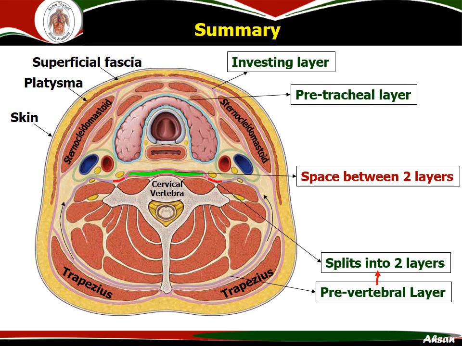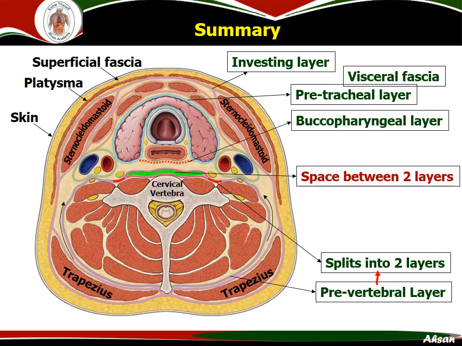The visceral layer, in its anterior part, encloses the thyroid gland and trachea. This is the pretracheal fascia, and it is a component part of the visceral layer. The dotted line indicates the buccopharyngeal membrane, which is the posterior covering of those organs. The space behind the buccopharyngeal membrane or layer is the retropharyngeal space. So you can see the retropharyngeal space and the space between two layers of the prevertebral fascia are two important spaces.